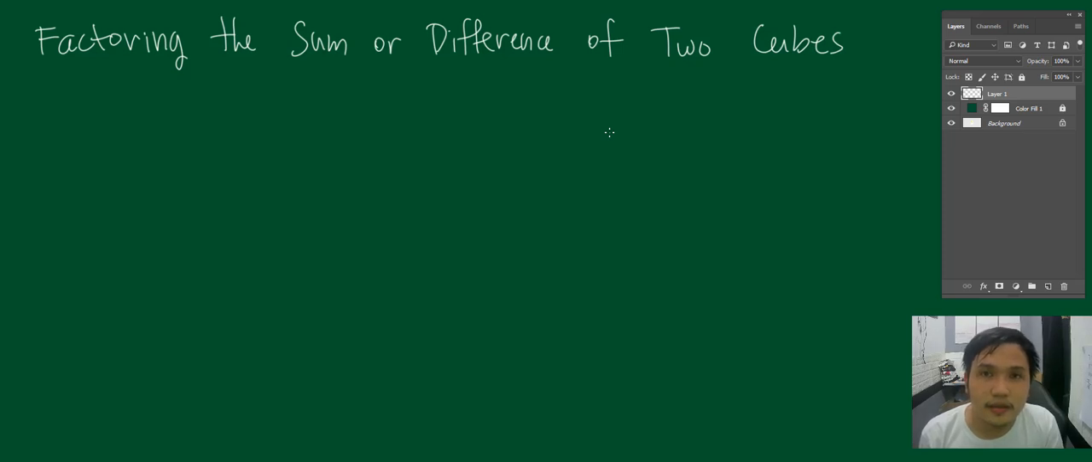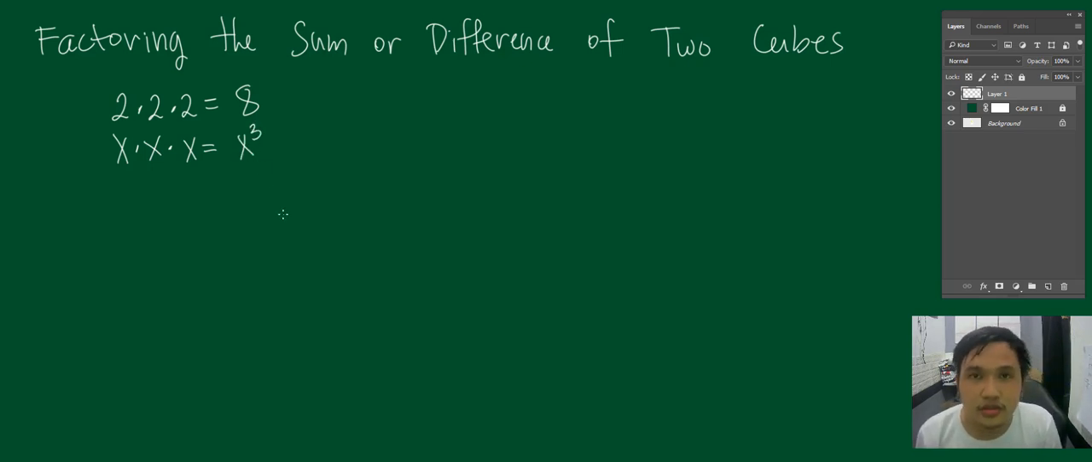Sa video ito, pag-uusapan natin kung paano mag-factor ng sum or difference of two cubes. So pag sinabi nating cubes, you are going to multiply a number by itself 3 times. So for example, meron kang 2. So pag yung number is 2, so 2 times 2 times 2, 8. So the cube of 2 is simply 8. If you have also x times x times x, it's going to be x raised to 3. So the cube of x is x raised to 3. So yan yung mga cubes natin.